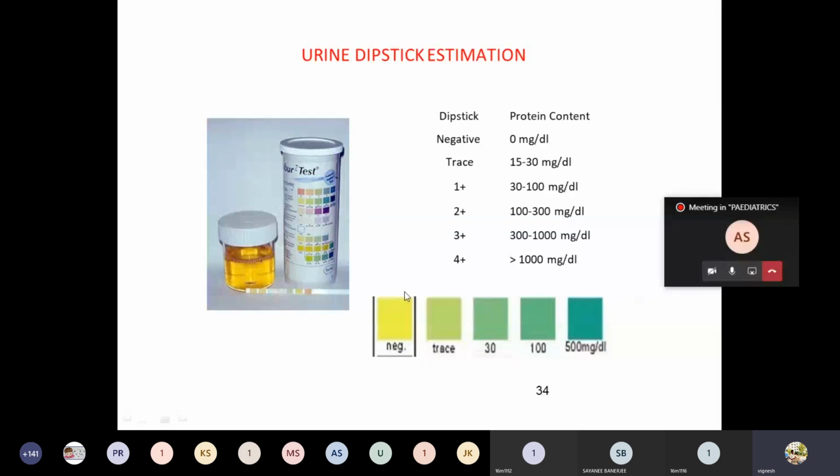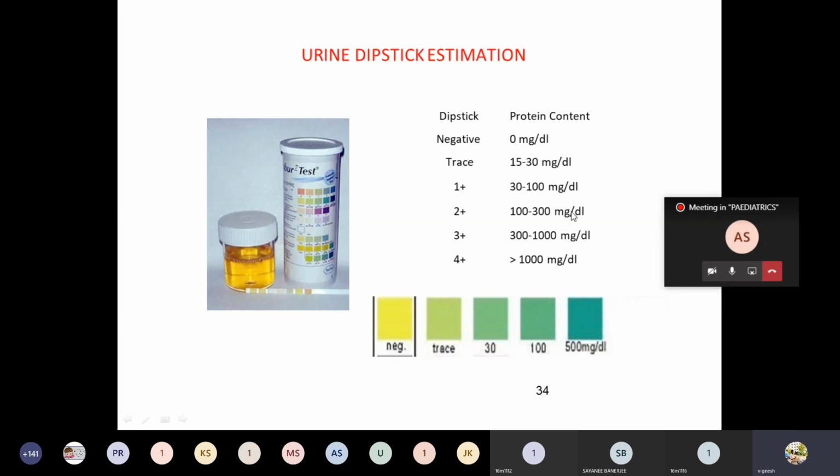If you put a dipstick and see yellow, it indicates negative for albumin. If you see this light green, parrot green color, it shows traces, that means 15 to 30 milligrams per deciliter. Usually, normally, urine doesn't contain albumin. And as I already told, 1+ is nephrotic. If there is a 1+, 30 to 100 milligrams per deciliter will be there.